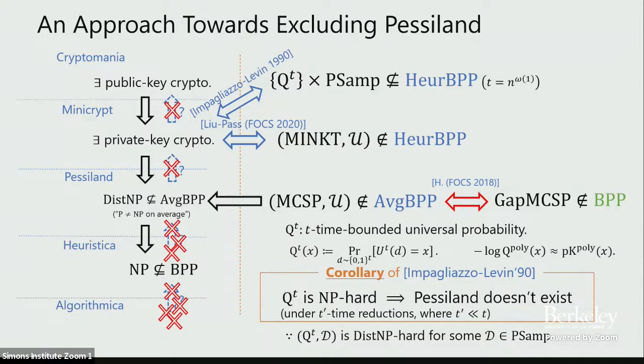Then by using Impagliazzo-Levin's result, which says that if there is no one-way function, then you can solve Qt on every samplable distribution, so you can solve this problem on average. So that's how we eliminate Pessiland.